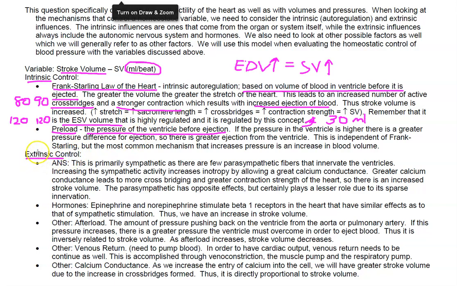Extrinsically, we also have to worry about a number of factors, and I think stroke volume is the most complicated of the control factors. First would be the ANS, and the ANS is primarily sympathetic, because what we're worried about now is the influence to the ventricles, since that's what provides the stroke volume. There are few parasympathetic fibers that go to the ventricles. It's believed that's true because if we overstimulated the parasympathetic system, we could cause the ventricles to weaken so much we couldn't pump sufficient blood to sustain life.